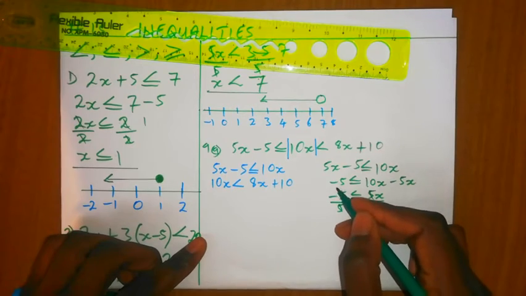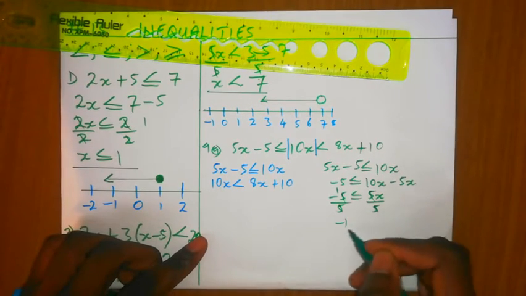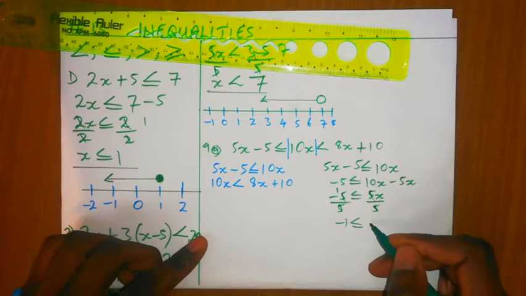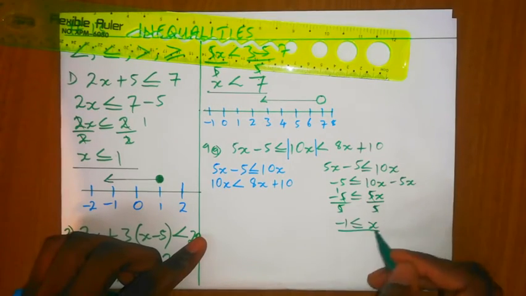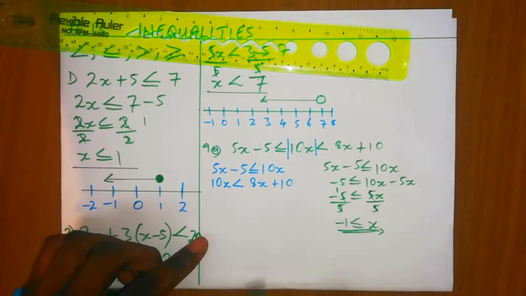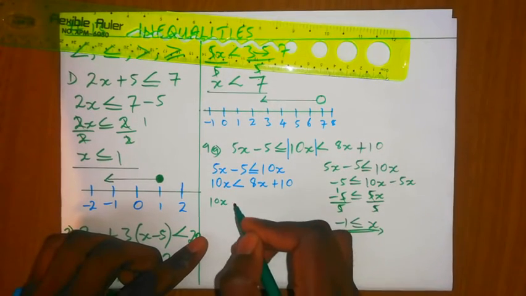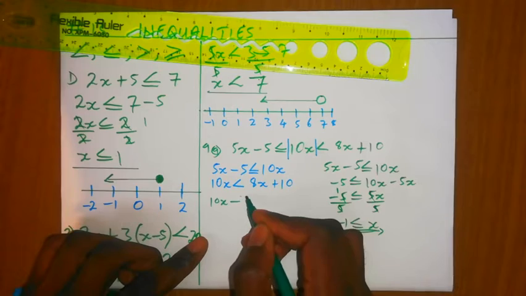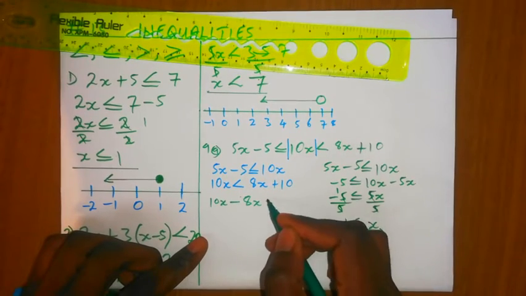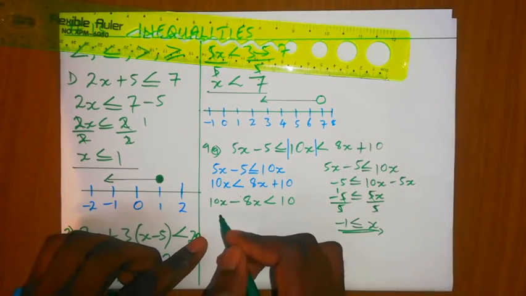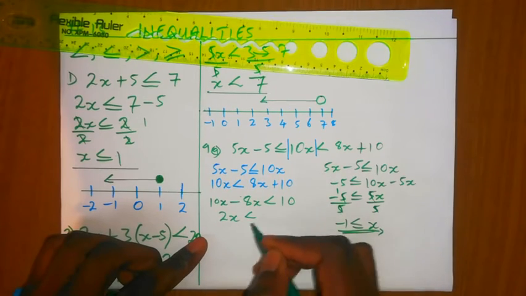Yes, now negative 1. So negative 1 is less than or equal to x. You don't rearrange your answer just because this is not your final answer. I'll come here and solve that one. It's a 10x. I'll collect my like terms. Minus 8x is less than 10. Then 2x is less than 10.